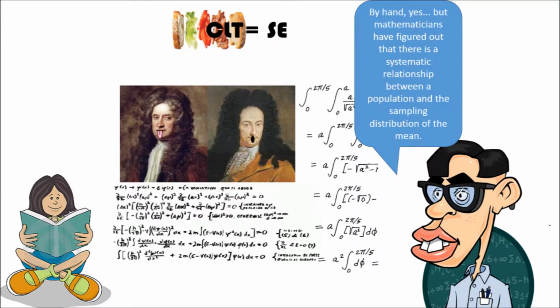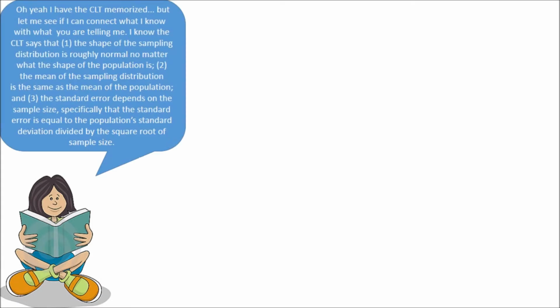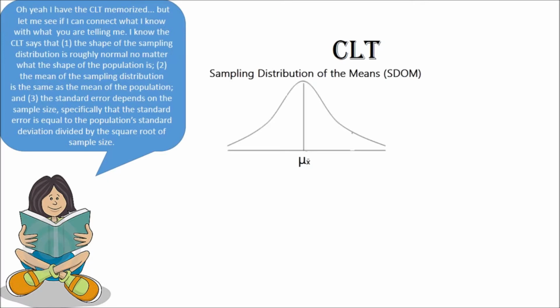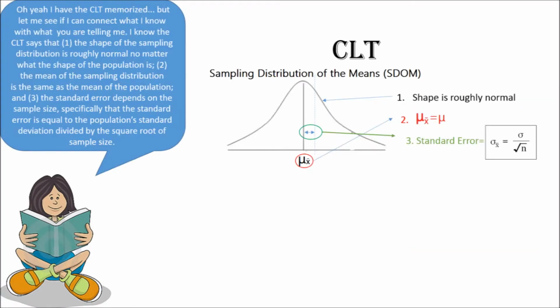Oh, yeah, I have the CLT memorized, but let me see if I could connect what I know with what you are telling me. I know the CLT says that one, the shape of the sampling distribution is roughly normal, no matter what the shape of the population is, and the mean of the sampling distribution is the same as the mean of the population, and the standard error depends on the sample size. Specifically, the standard error is equal to the population standard deviation divided by the square root of the sample size.